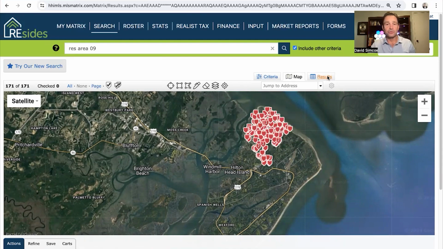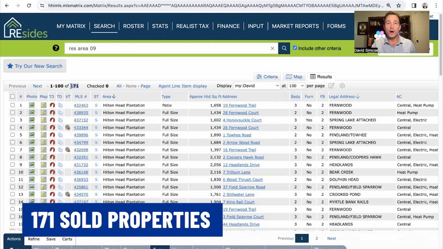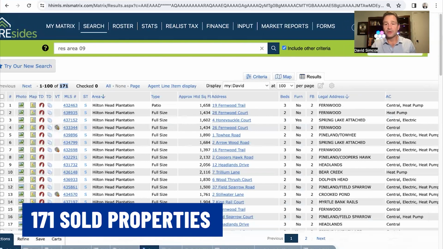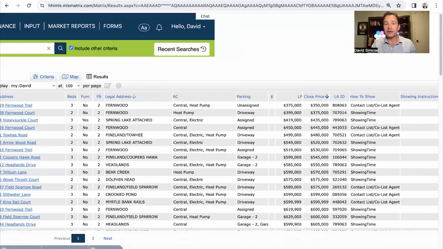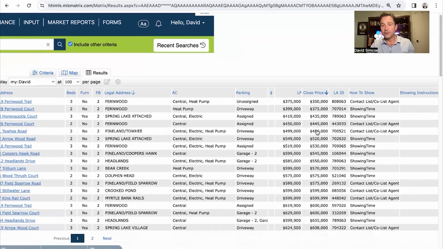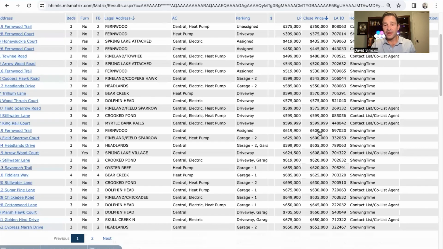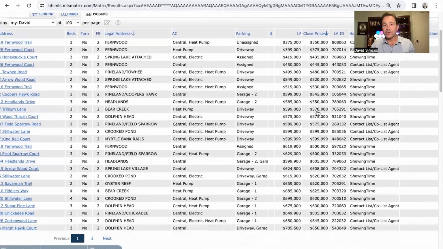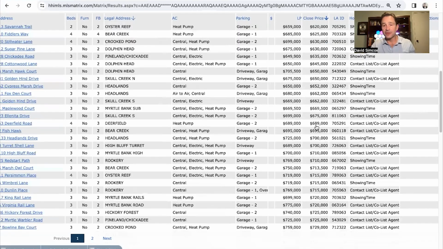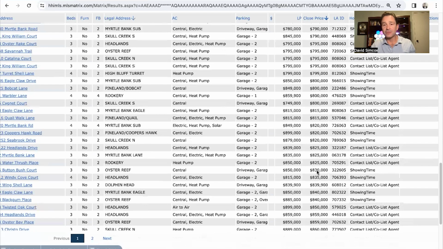And if I go over here to results, it looks like in the past year, there were 171 properties that sold in Hilton Head Plantation. And there was one in the 350 range, but they're going to go up very quickly from that. So only a couple in the 400s, and then they jump into the 500s, and then also very quickly jump into the 600,000s. And you probably have, I don't know, 20 or so in the 600s, and then they jump into the 700s, and they keep going from there. You've got some in the $800,000 range.